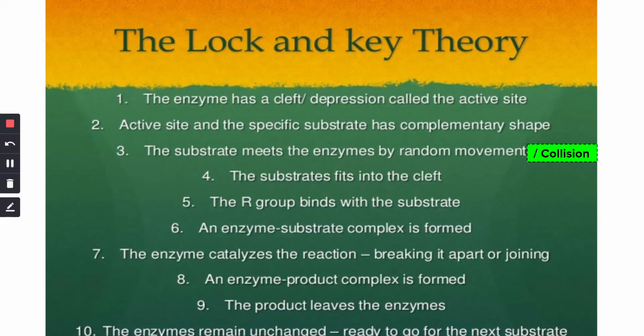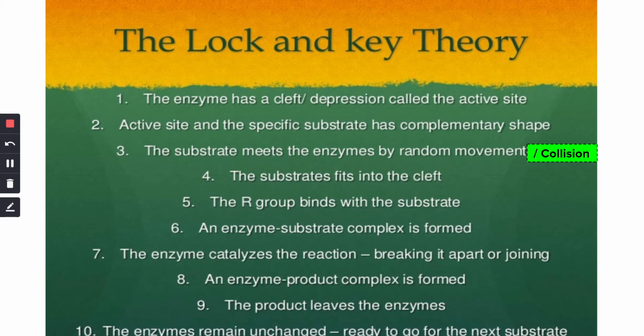Once that happens, then the R groups of the substrate, okay, so the substrate will also be having some chemical side chains or groups, will form an enzyme substrate complex with the active site of the enzyme. The enzyme will then catalyze the reaction, breaking it apart or joining it. An enzyme product complex is formed. This is a very temporary complex.